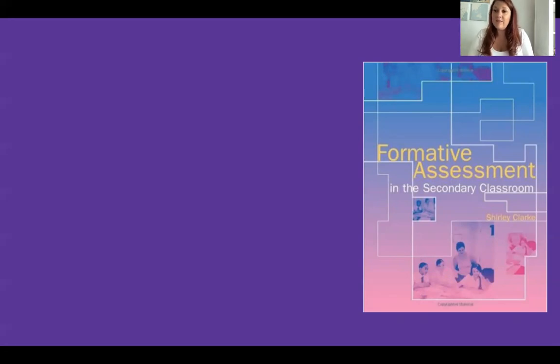I recently revisited Daisy Christodoulou's Seven Myths, a superb book. Now, some people argued that that book was out of date because Daisy Christodoulou was writing about Ofsted before the Ofsted reforms in 2019, but nevertheless, I still found it a fascinating, interesting read that I could take things from, but that's just me. So what does Shirley Clarke have to say about formative assessment?